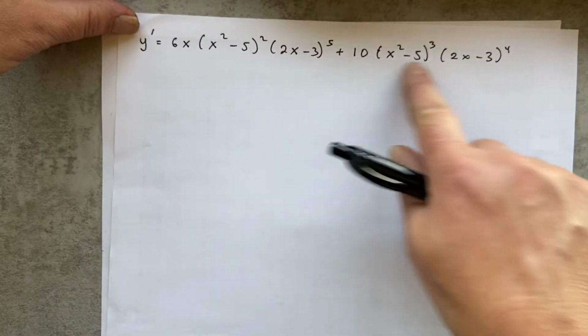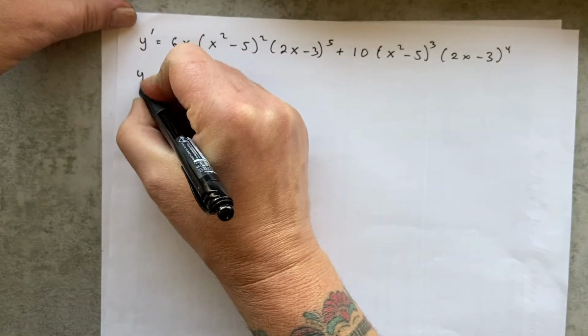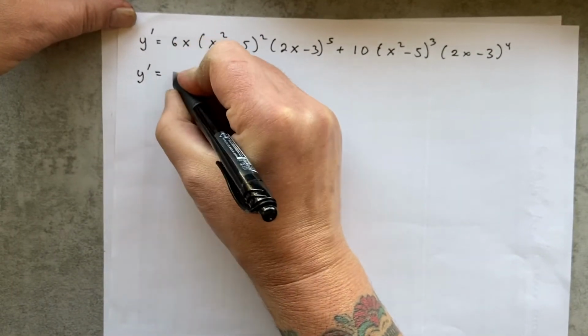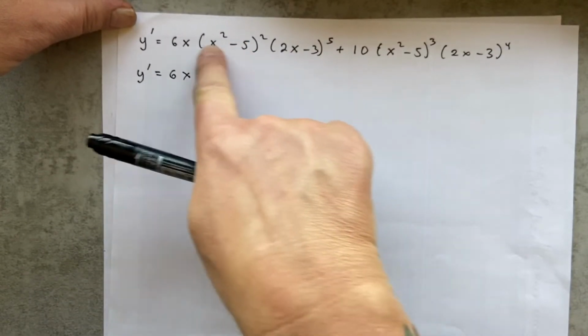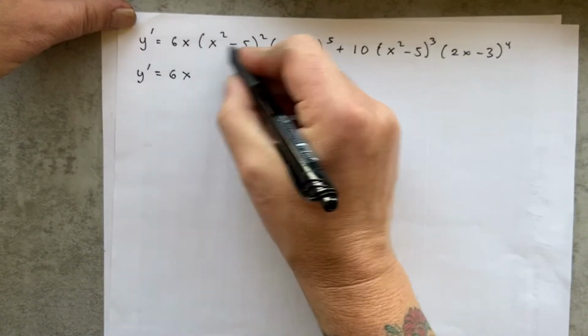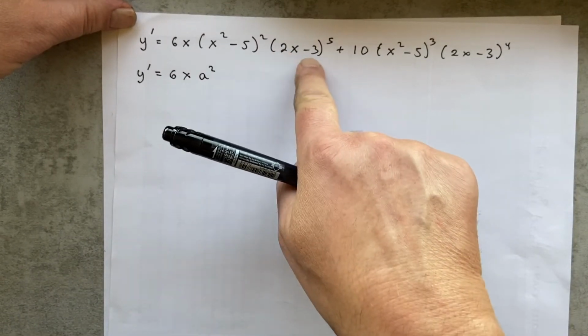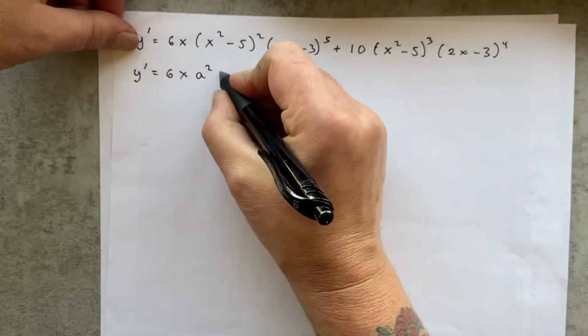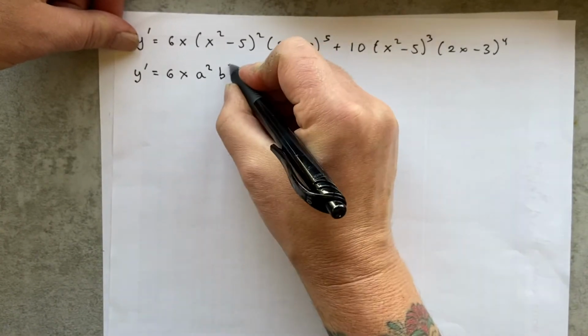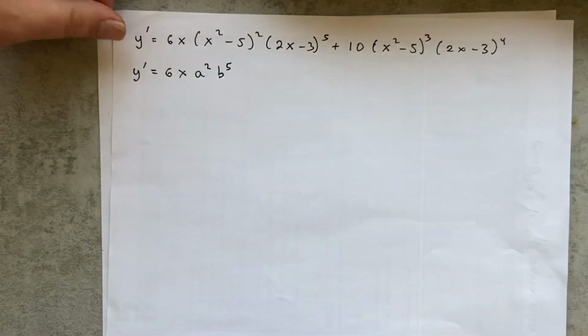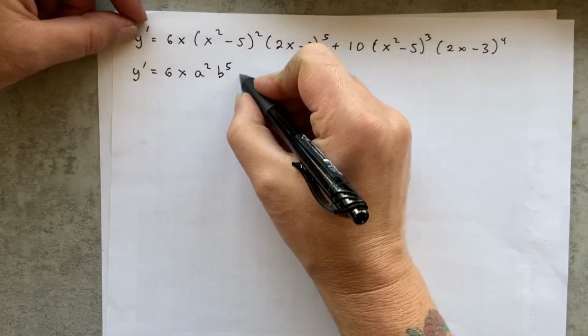I'm going to rewrite this, and I'm going to try to make it easier to look at. So I'm going to have 6x, and instead of that big, ugly, messy looking thing, I'm just going to call that stuff a, and then squared. And then this 2x minus 3, just because it's hard to look at, I'm just going to call it b for a second, to the 5th. This is just to simplify it so I can show you the factoring a little bit easier.